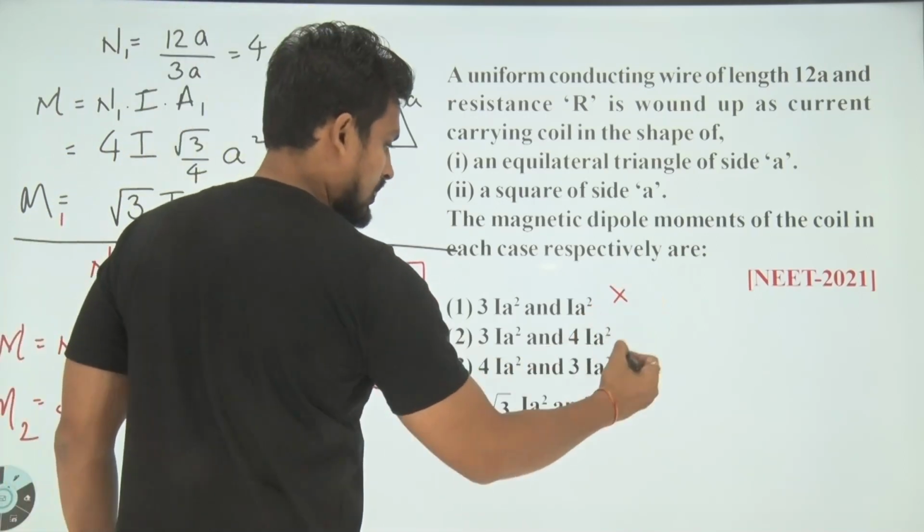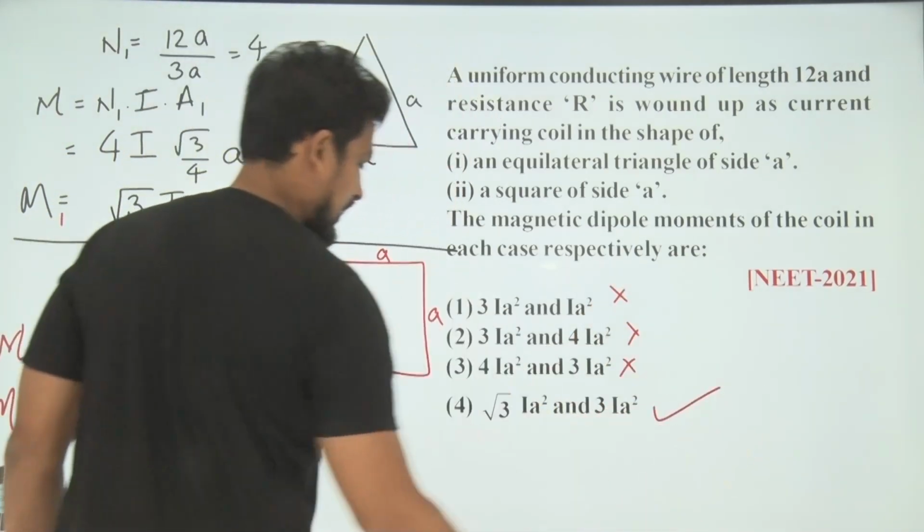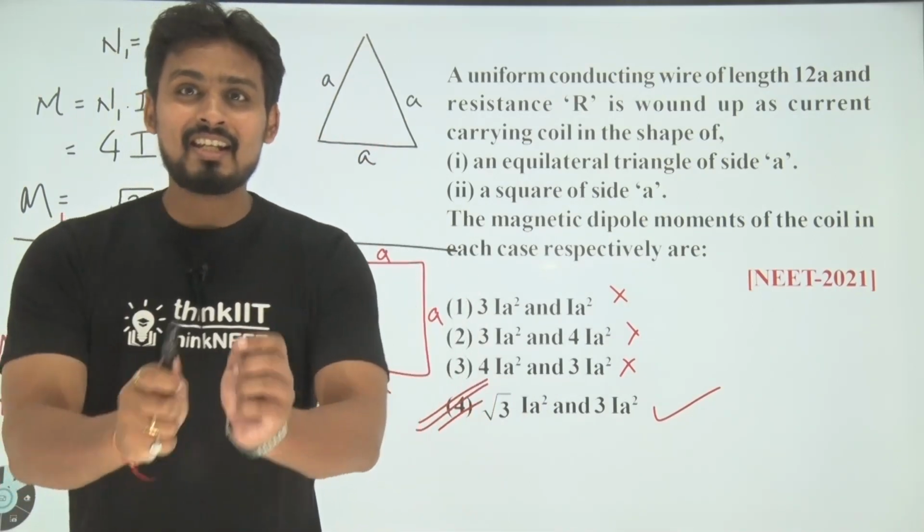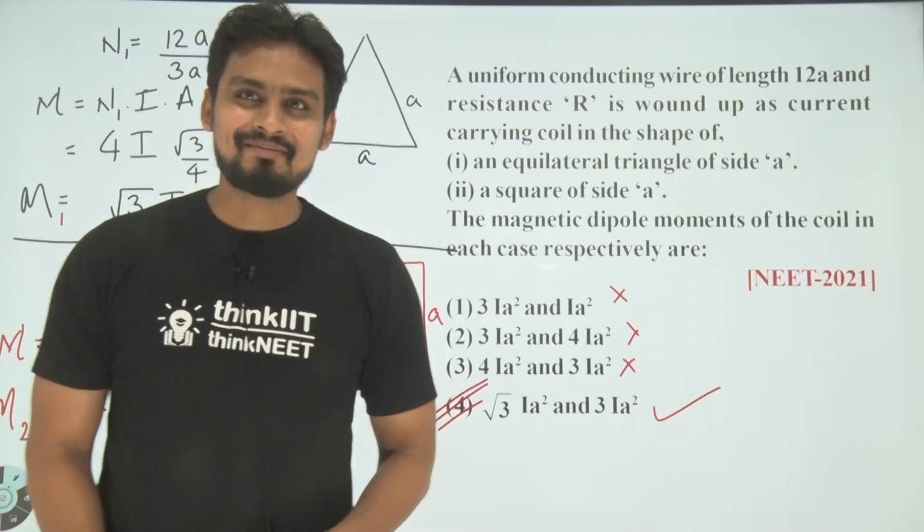So among the options, this is wrong, this is wrong, this is wrong, and this is correct. So the final answer for this particular question becomes option 4, and I hope each and every one of you have understood this. Thank you.